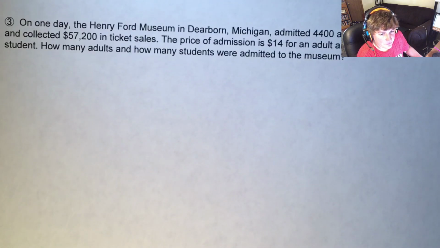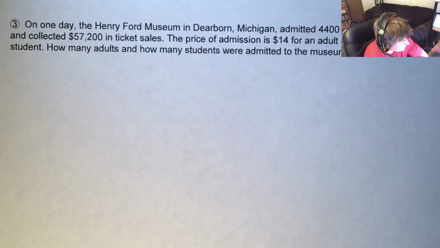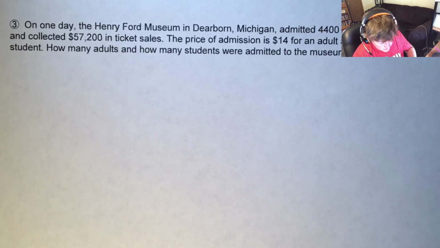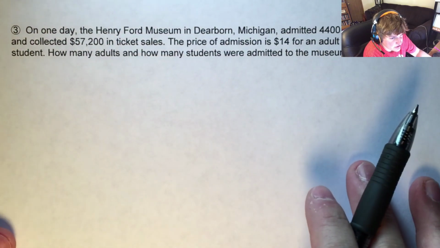Okay, so we are going to work on a word problem. One day, the Henry Ford Museum in Dearborn, Michigan admitted 4,400 adults and students, so that's combined adults and students, and collected $57,200 in ticket sales. The price of admission is $14 for an adult and $10 for students. How many adults and students were admitted to the museum?